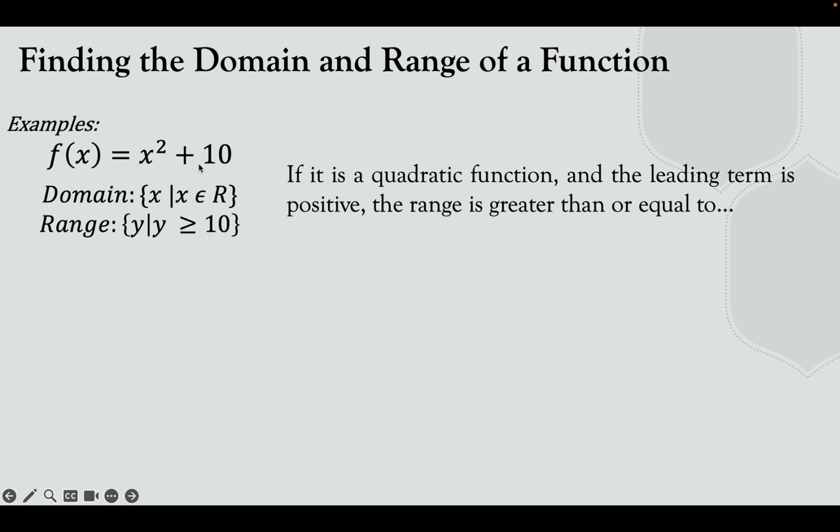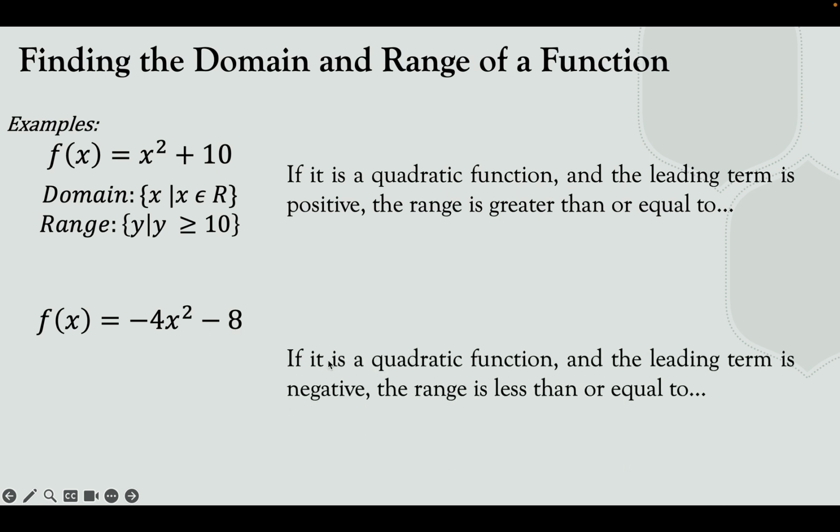Next, another example, we have f of x is equal to negative 4x squared minus 8. If the quadratic function has a leading term that is negative, the range is less than or equal. The domain, directly for a quadratic, is the set of all elements of x such that x is an element of the real numbers. For the range, since our leading coefficient is negative, you will use less than or equal. So y such that y is less than or equal to negative 8. So you will put here the constant term.